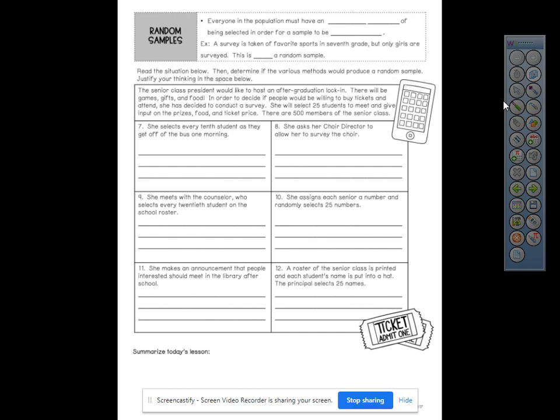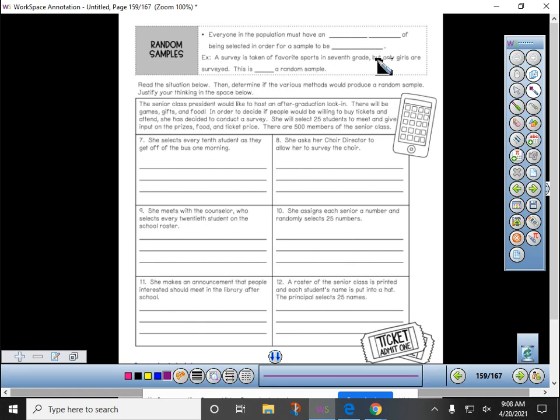Everyone in the population must have an equal chance of being selected in order for a sample to be random. So while we're waiting on Ms. Ruiz, we're going to talk about what a random sample is. Example: a survey is taken of favorite sports in 7th grade, but only girls are surveyed. Is that a random sample? No, so this is not a random sample.